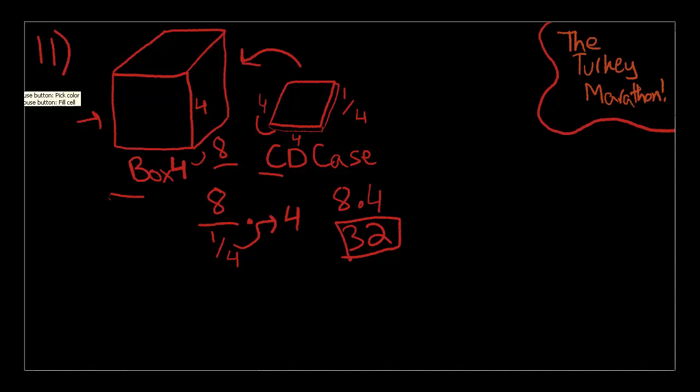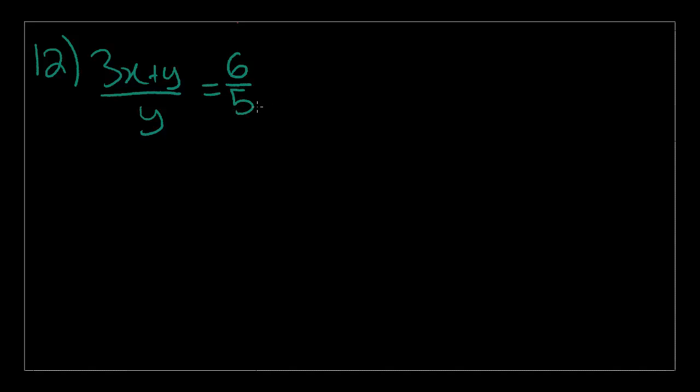That is your answer. And now we'll move on to number 12, which is right over here. So number 12 says, if (3x plus y) divided by y is equal to 6 over 5, then what is the value of x over y? Well, for this, it's just really an equation. It's just algebra.